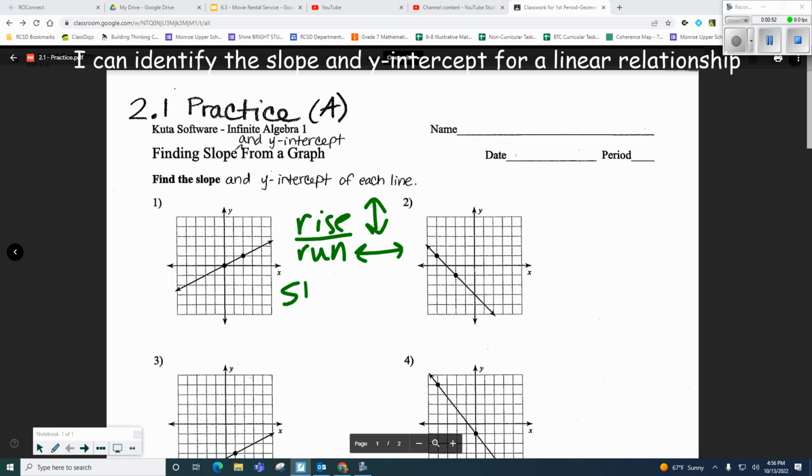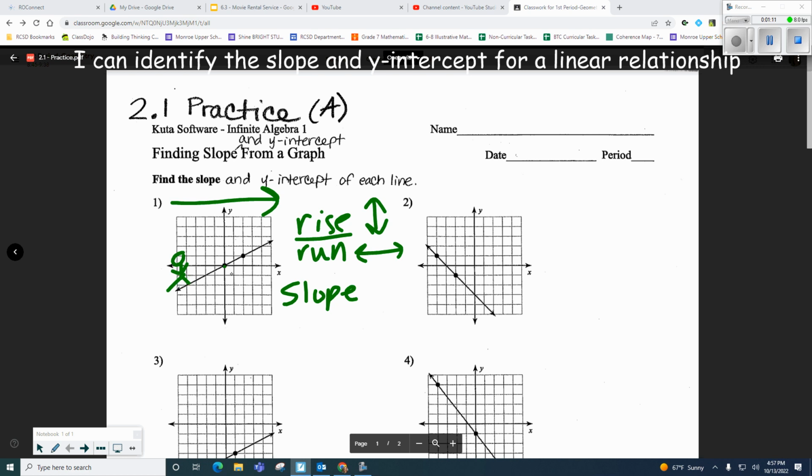Okay, so if we're identifying the slope, we want to go from the points. You usually try to go from left to right. So if you notice this line is going up from left to right, if you were a person right here, you would be walking uphill. So you should end up with a positive number for your slope.